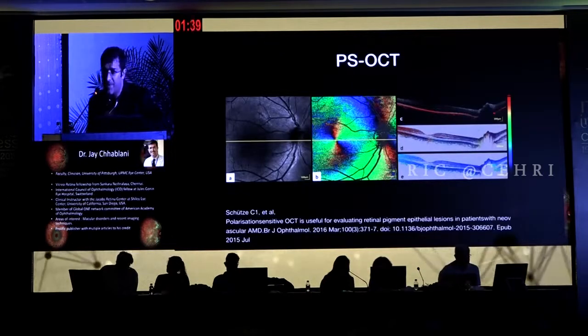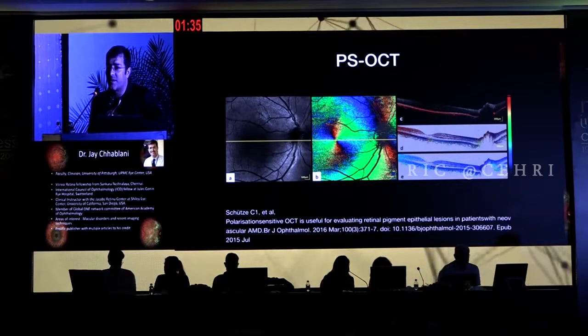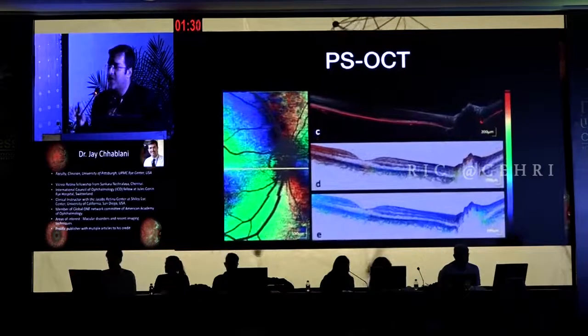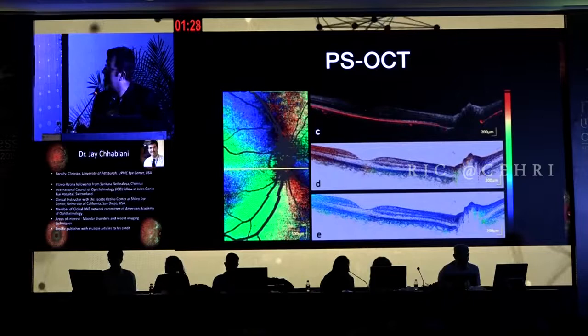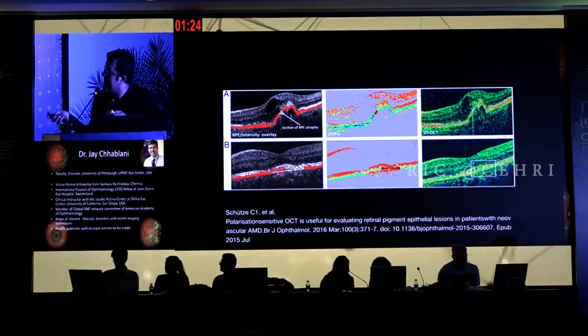So what's new in this field is the polarization OCT, which is being promoted quite a bit by the Vienna group, where you can actually see the RPE much better than the rest of the tissue. And these guys have tried looking at the RPE, as you can see here, that where the RPE is atrophic, this signal is missing. And the bottom picture also shows the same.